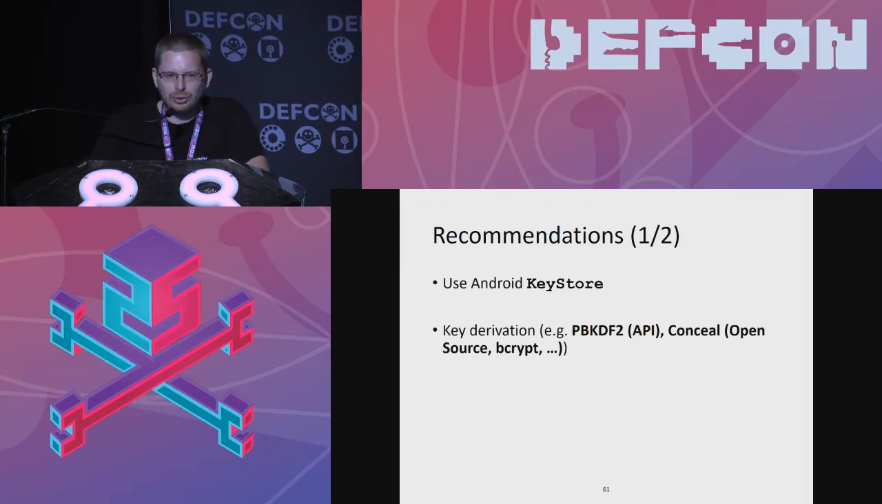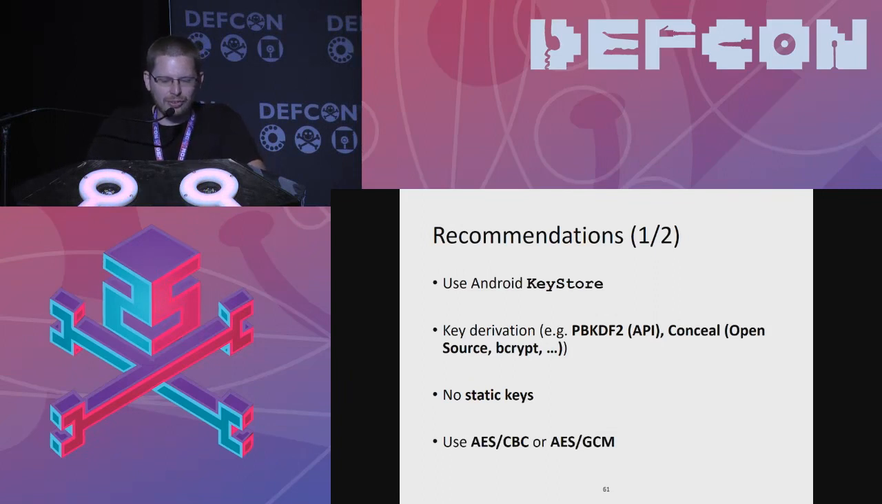Use key derivation functions. There's PBKDF2 in the API. It's a bit slow, but there's already a cool open source library from Facebook. It's called Conceal. It has a bit more faster and secure key derivation function. Don't use any static keys, hard-coded, split it up, hidden in some images or something. This is just security by obscurity. If you use AES, use the secure cipher modes.